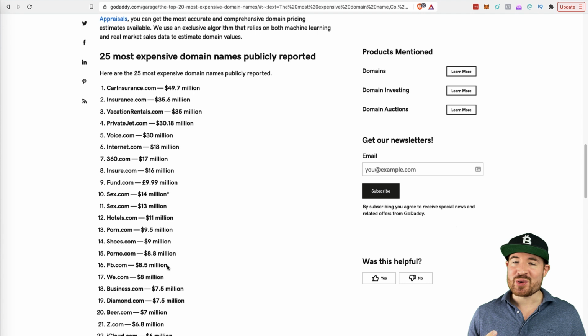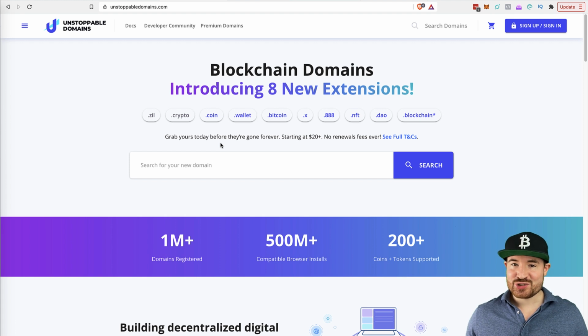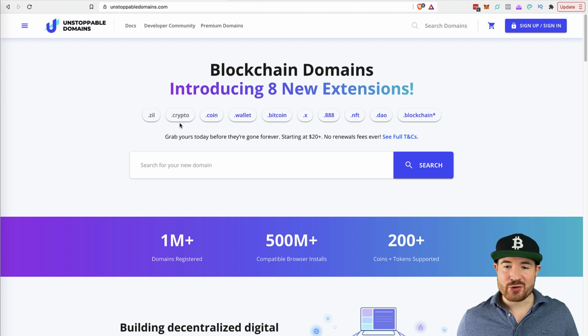And because there's only one of each, if you happen to own that and someone else wants it or a company wants it or something like that, it can be worth a lot of money to a potential buyer. So applying that to these kind of extensions, .crypto, .coin, .wallet, they've recently released all these different other ones, these ones that I've highlighted here, .coin, .wallet, .bitcoin, .x. Who knows if it's ever going to take off in the same way that .com will take off.